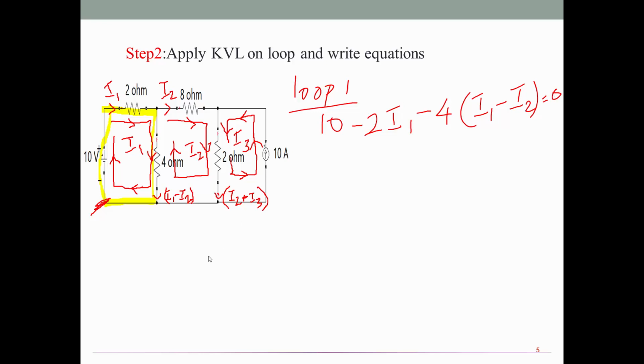Move on to loop number 2. I am going to consider this as the second loop, where I have 8 ohm, 2 ohm and 4 ohm. Now we have to consider loop current 2 while writing the equation. You start from any one of these points. Say, for example, I'll start from this point. So when I move upward, the 4 ohm resistor is encountered here.